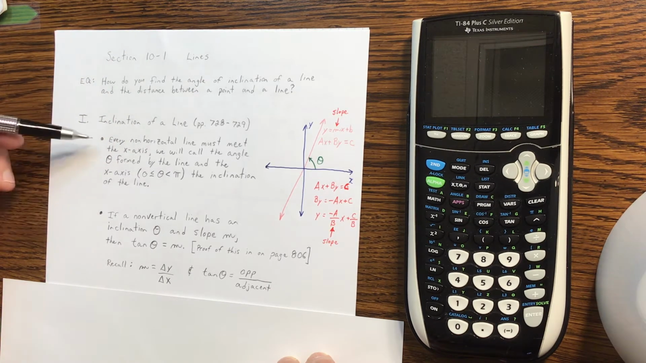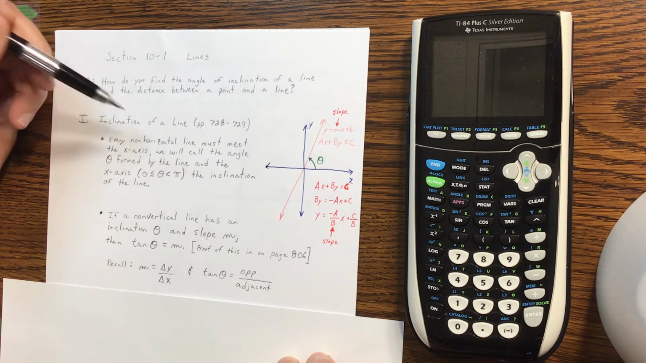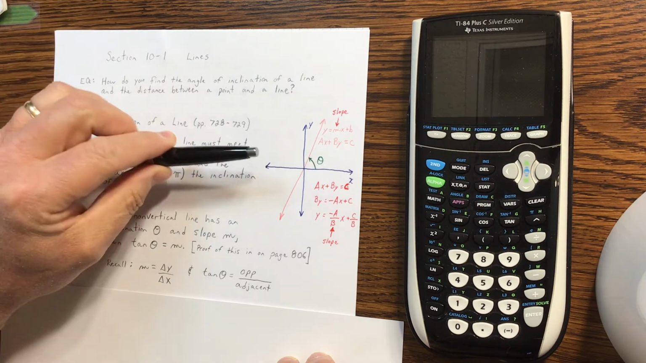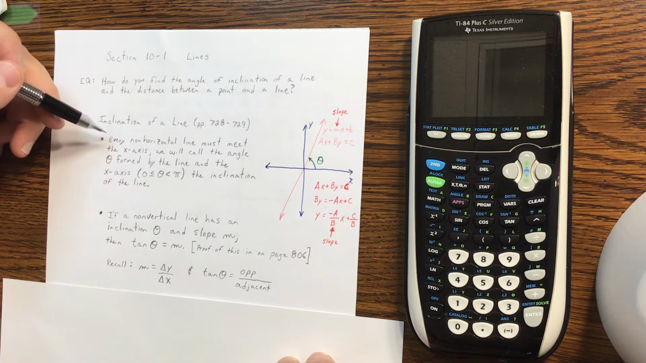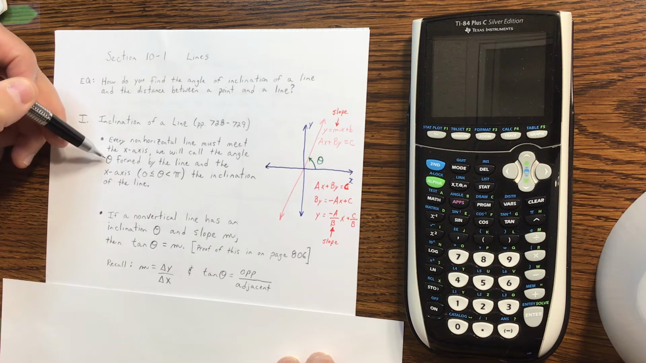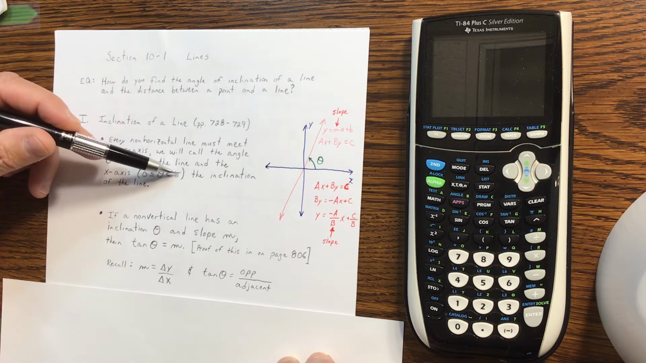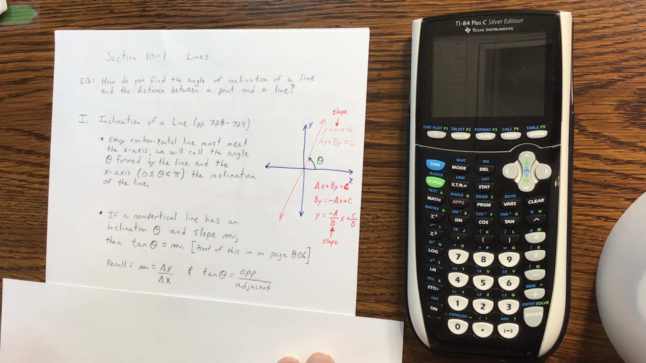Two points to bring up on the inclination of a line. The first point gives us just some rules, so to speak. Every non-horizontal line, that means a line that's not like y equals 0, we can't do that, okay? Every non-horizontal line must meet the x-axis, and we will call the angle theta formed by the line and the x-axis, between 0 and pi, which in this case, if you remember correctly, is between 0 and 180 degrees, the inclination of a line. So here's what this is basically talking about.